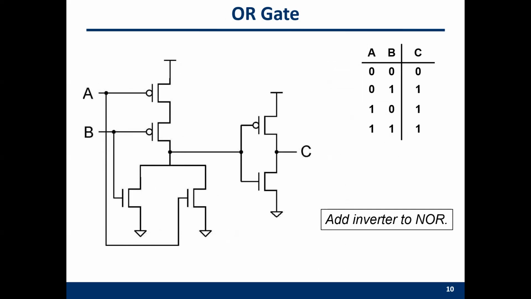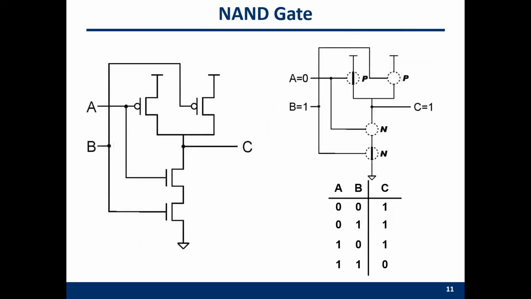So we have a NOR gate here, and then at the output of the NOR gate, we add an inverter. Then this is an OR gate. So the structure here is just to add an inverter to the NOR gate. And this is the NAND gate.